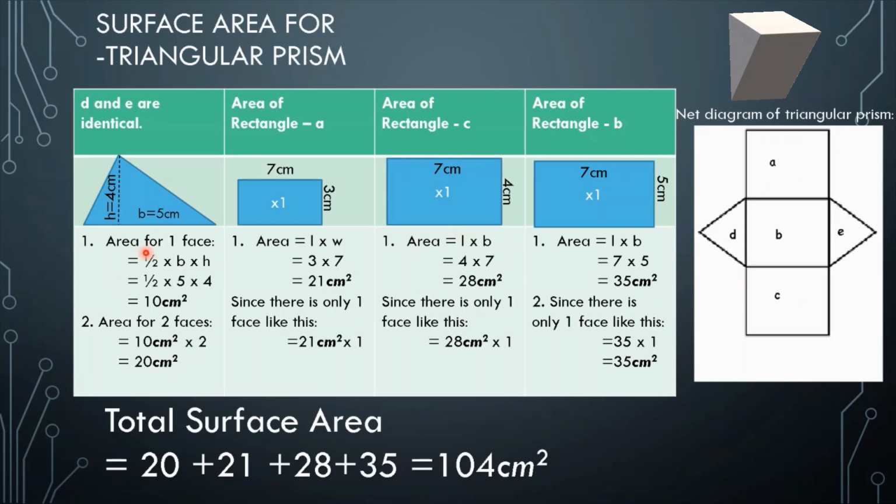So here I calculated the area for one face, and since these 3 had only one of each, I just multiplied by 1. But for these triangles, there are 2 of them, so I multiplied by 2 to get 20. At last, I added them all up, and I got 104 centimeters squared.